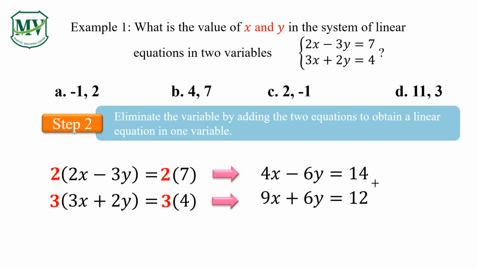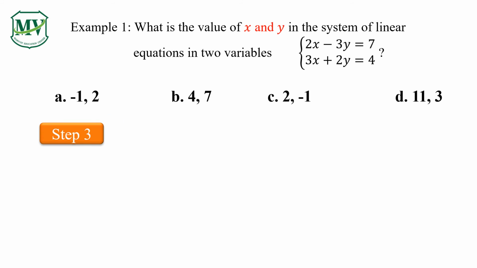Step number 2. Eliminate the variable by adding the two equations to obtain a linear equation in one variable. We can now eliminate the variable y and add the remaining terms. 4x plus 9x is equal to 13x. 14 plus 12 is equal to 26. So we have now a linear equation in one variable. 13x is equal to 26.